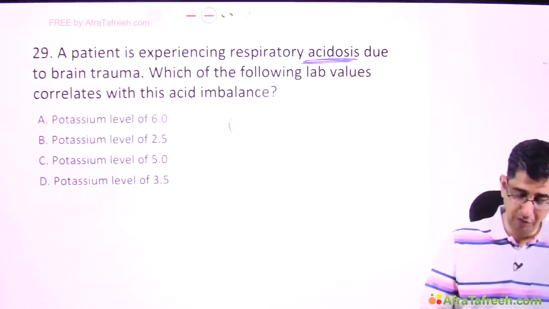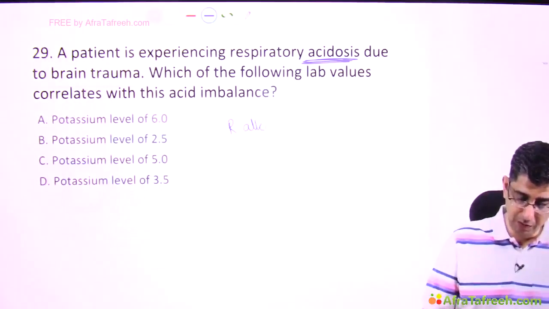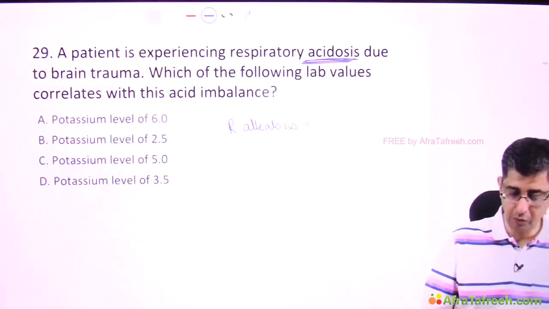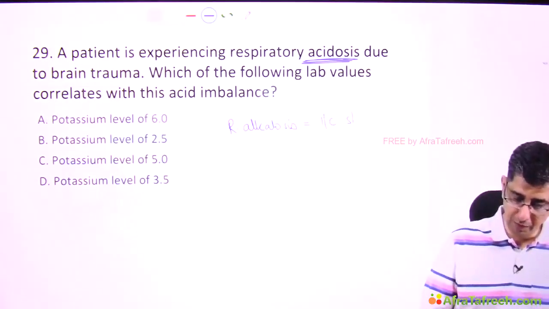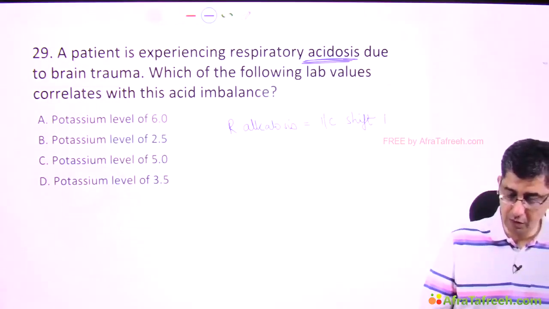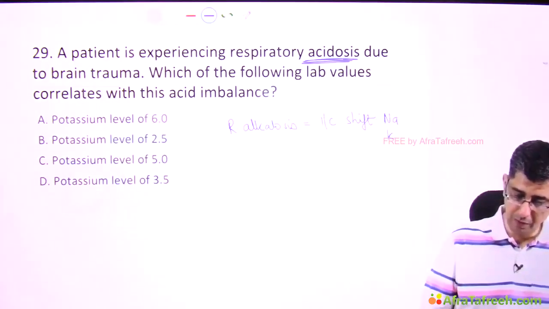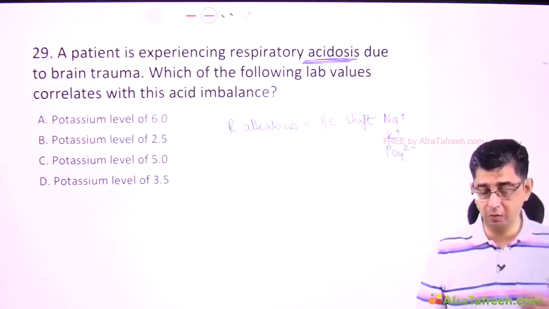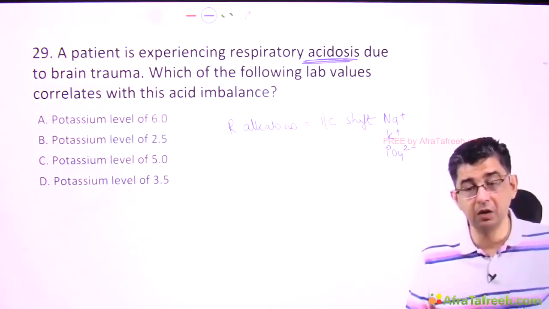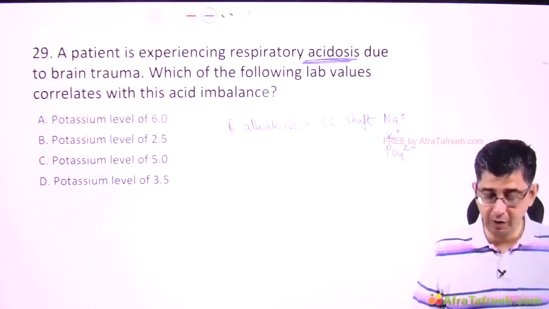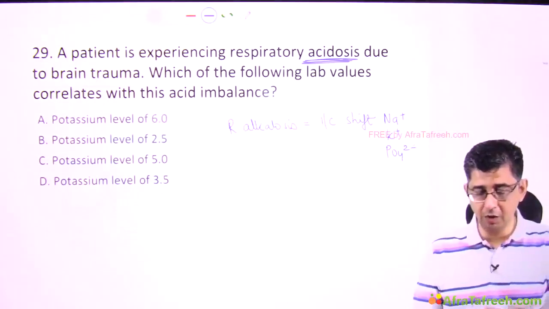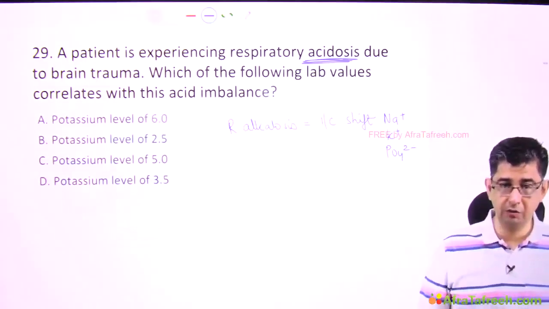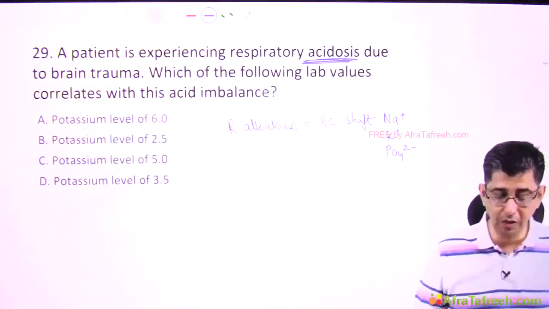I have explained to you the fact that respiratory alkalosis contributes to intracellular shift of ions like sodium, potassium and phosphate. So in patients who are having respiratory alkalosis, you could be having a hyponatremia, hypokalemia and hypophosphatemia. Reverse is true for respiratory acidosis, where these will start coming out of the cells into the blood, and when they come out into the blood, the values can increase.